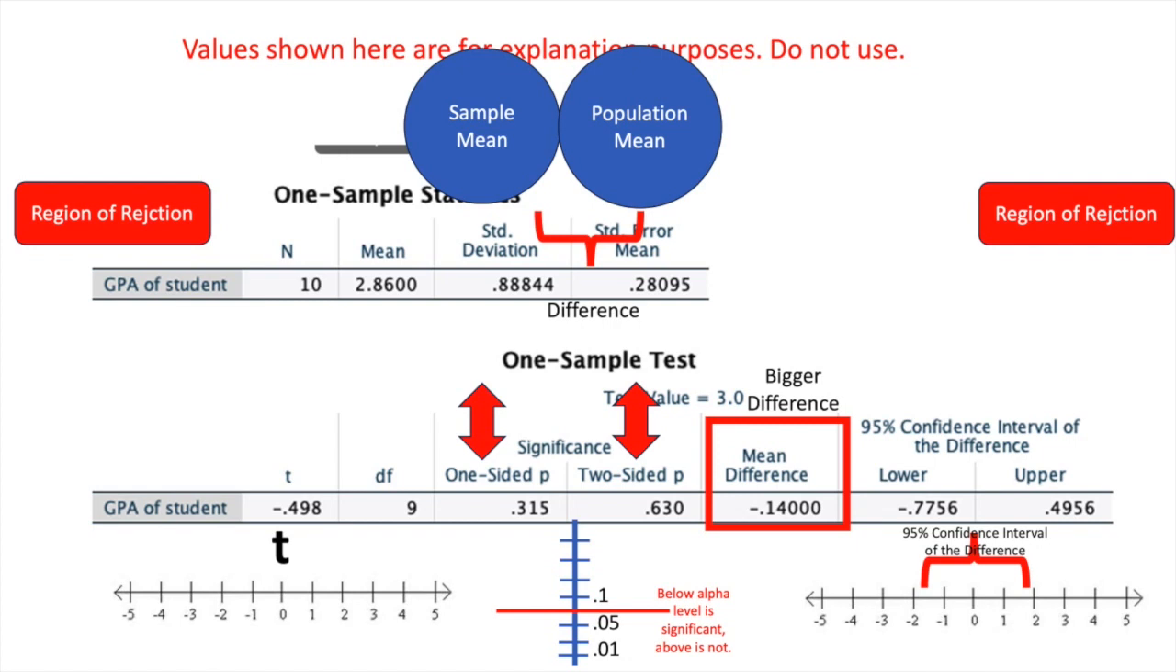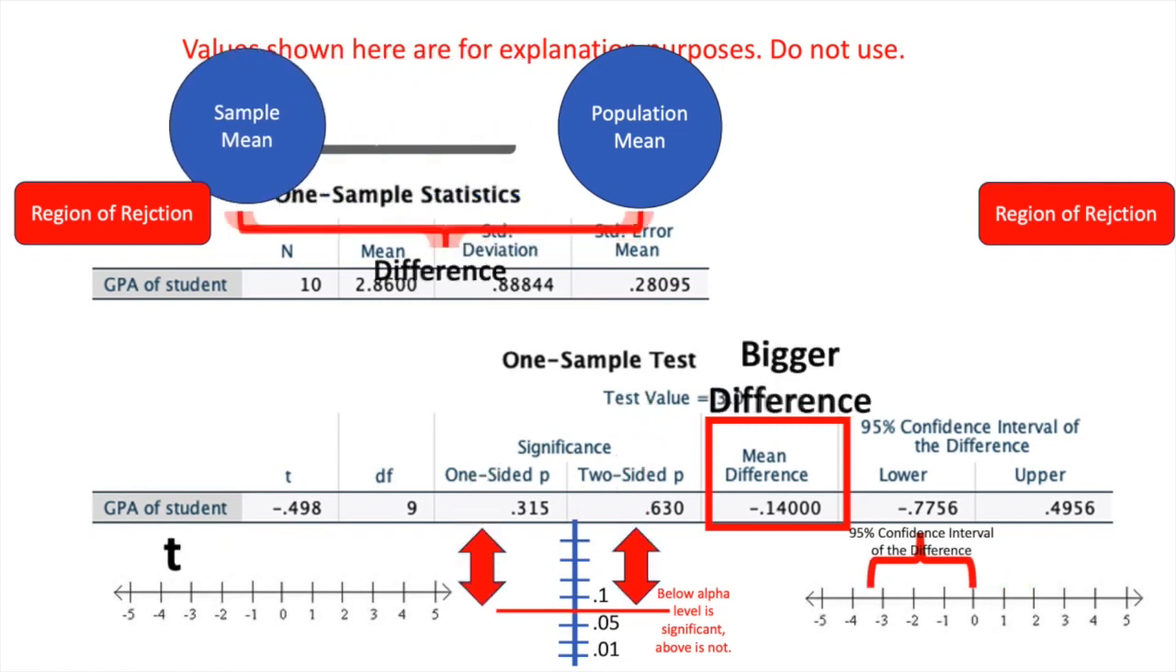If you look toward the bottom right, look at the range. That range contains zero. All right, now let's see what happens when the difference between the sample mean and the population mean gets relatively larger.